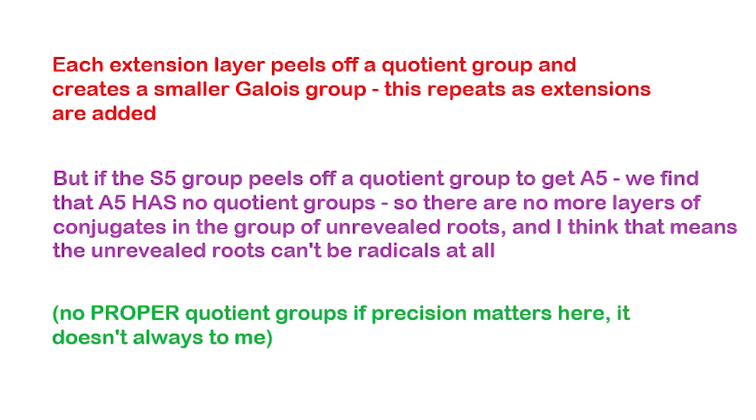And now all there is left to say really is that if we use the symmetric group S5 as our Galois group for a general quintic, if we peel off a quotient group and get to a layer called A5, we get stuck and can't peel off any more quotient groups. It doesn't have any proper quotient groups at all. That's why quintics are insolvable.